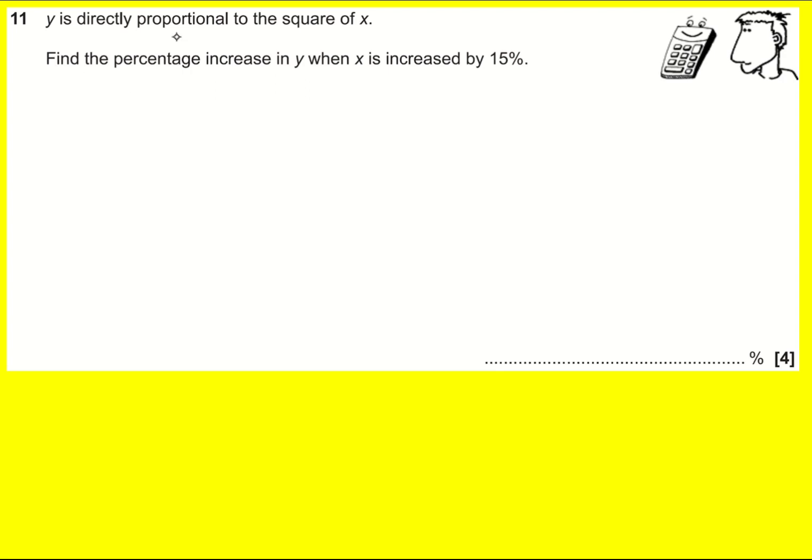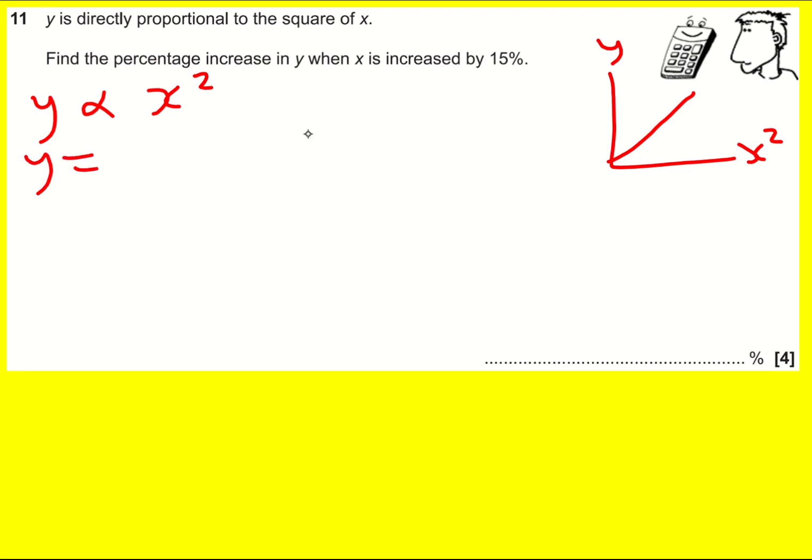Okay, here we've got a direct proportion question, but it's directly proportional to the square of x. Always good to just start off by writing this down. y is proportional to x squared. What does that mean? That means if I was to plot y against x squared, I would get a straight line, a straight line going through the origin. Hence y is equal to kx squared.